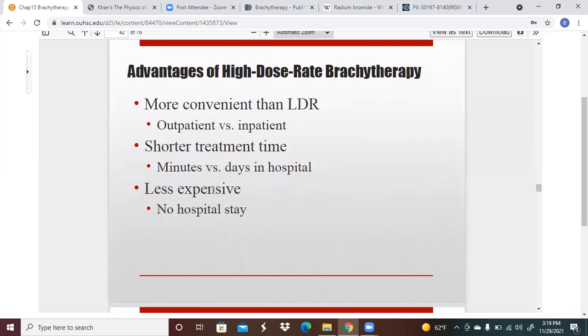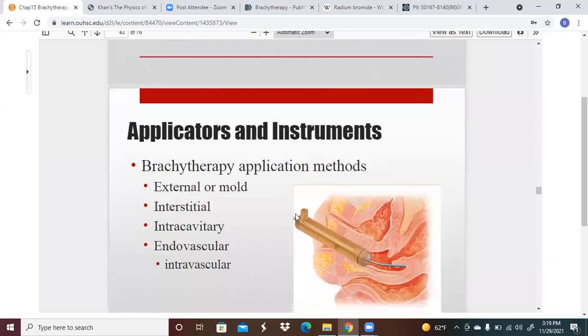The advantages here are that it's more convenient than LDR. LDR is going to be more of your inpatient treatment. And outpatient is going to be more of what you see with the HDR. Shorter treatment time: you're going to have a matter of minutes, discounting everything you have to do to get things set up, versus days in the hospital. And since you don't have a hospital stay, you can make a lot of insurance carriers happy because you're not there having to be monitored.